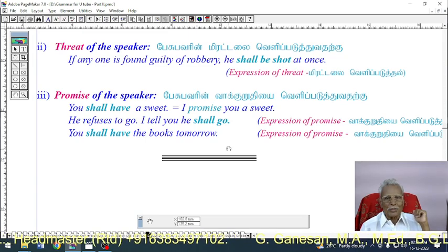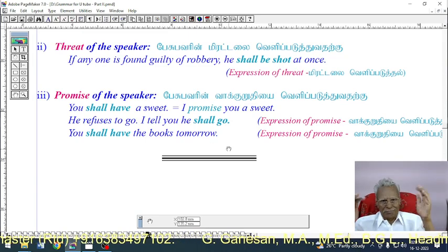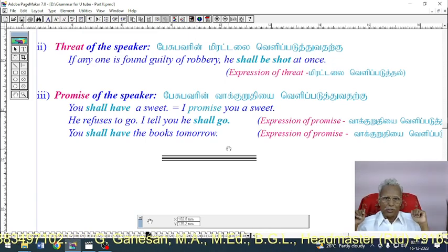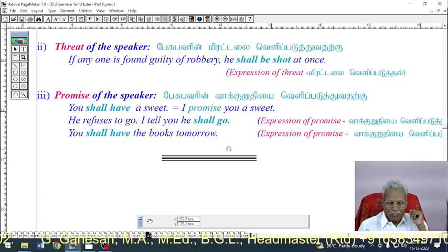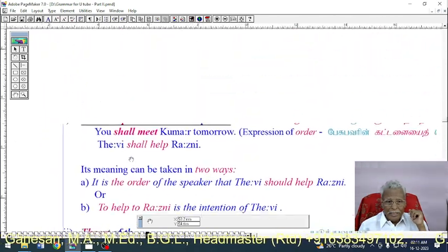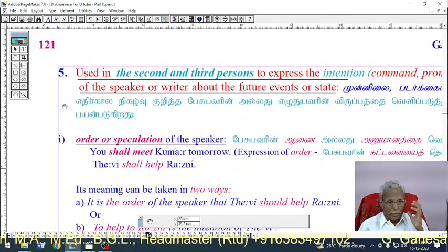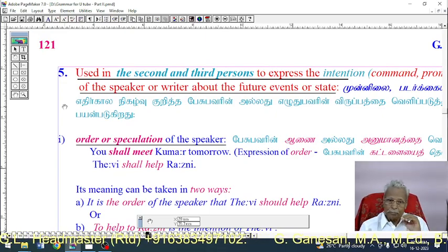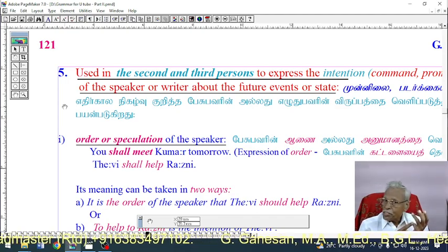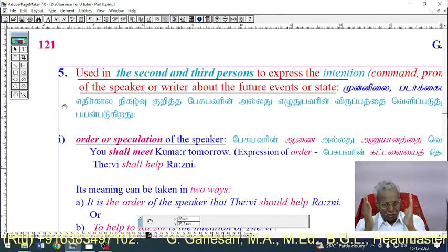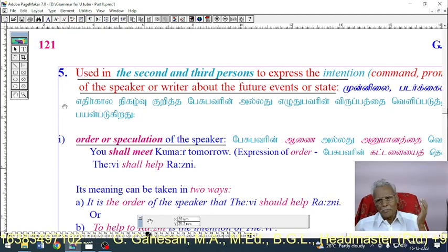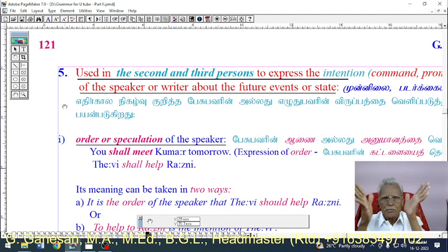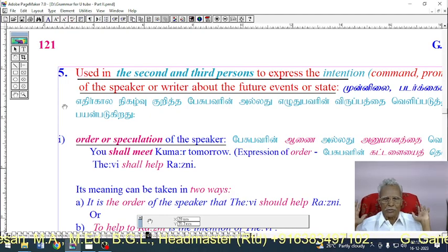You shall have the books tomorrow. That is, you will be getting the books tomorrow. You must get the books tomorrow. Thus, under number 5, the fifth use, you have seen three main uses of shall. Shall is used in the second and third person to express the intention of the speaker. It can be a command, request, advice, promise, whatever it is, to express the intention of the speaker.